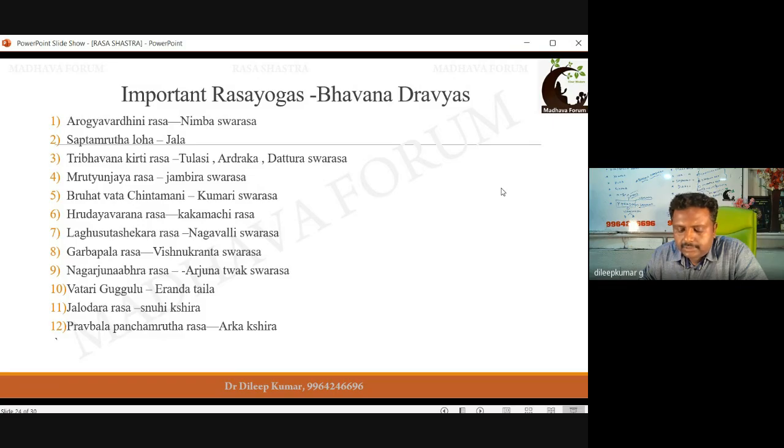Okay. So here Mardana is with Navanita and Nimbuka Swarasa Bhavana. Mardana with Navanita as well as Nimbu Swarasa. Butter is used here for the Bhavana.